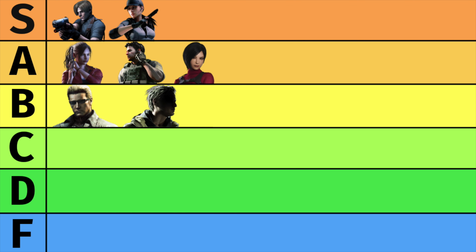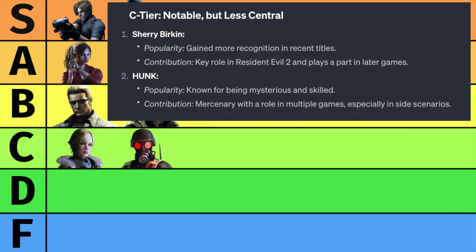Next up is C tier, which includes Sherry Birkin and Hunk. C tier, notable, but less central. Sherry Birkin. Popularity, gained more recognition in recent titles. Contribution, key role in Resident Evil 2 and plays a part in later games. Hunk. Popularity, known for being mysterious and skilled. Contribution, mercenary with a role in multiple games, especially in side scenarios.